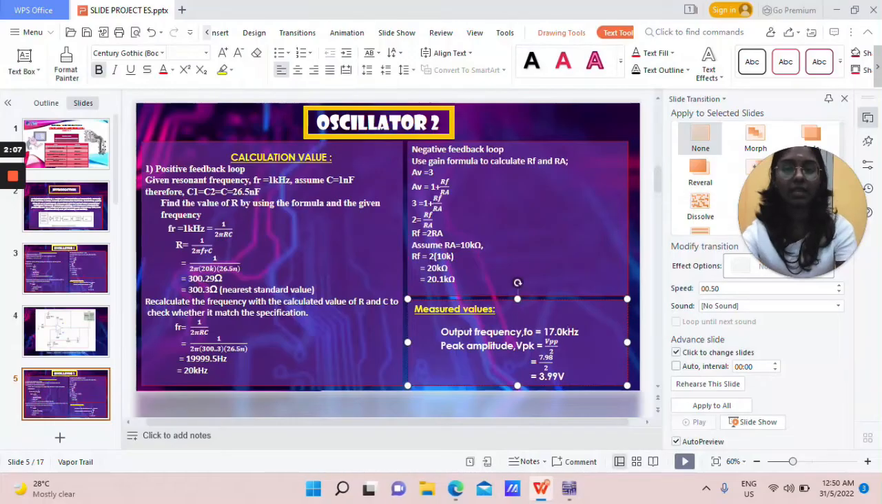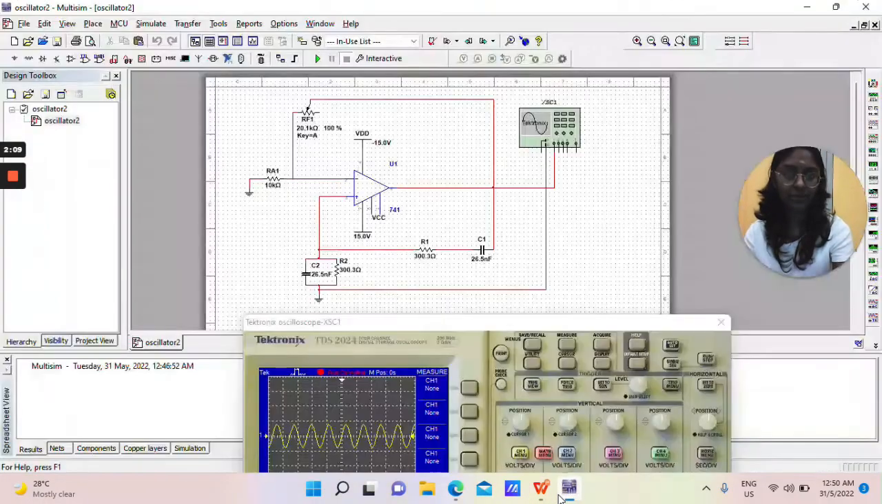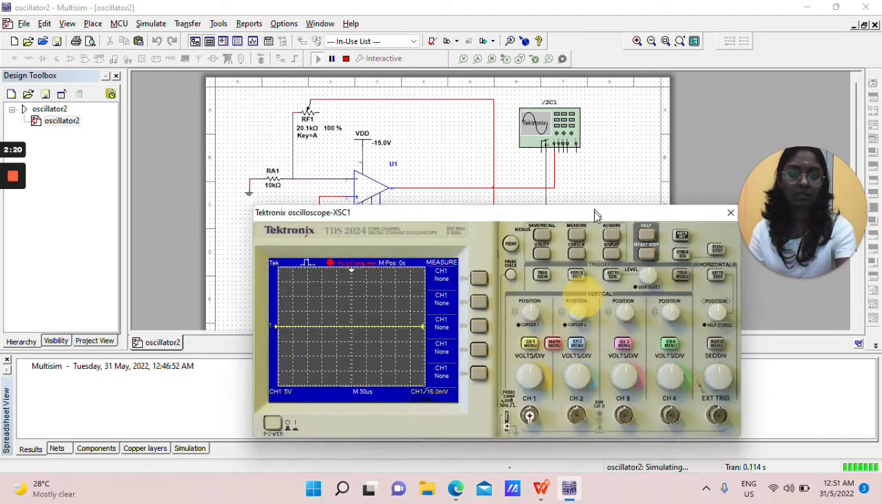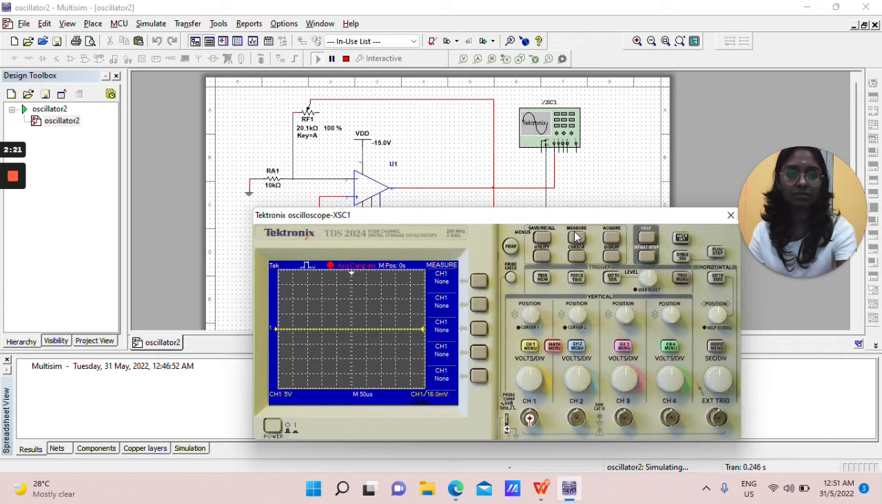Okay. Now let's move to the Multisim. This is the circuit. This is the negative feedback loop and this is the positive feedback loop. Okay. Now we have to measure.